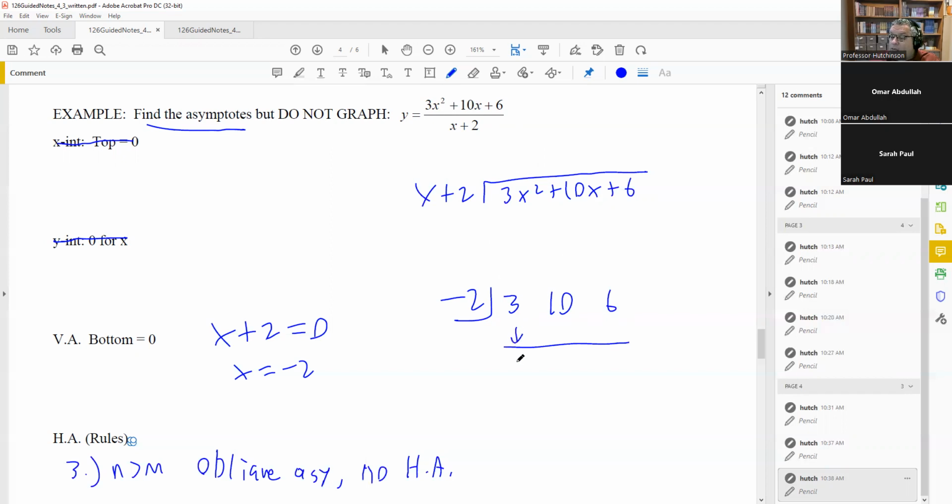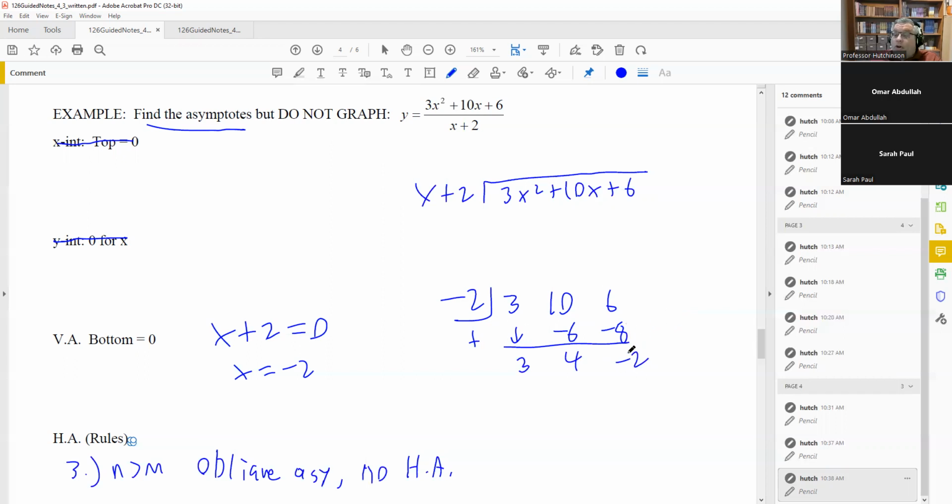I'm going to drop down the 3. I'm going to multiply these 2 together and put that in the next column. So I have -6 there. I'm adding that together and I get a 4. 4 times -2 is -8. Put that in the next column. Again, I'm adding when I do the synthetic division. And I get -8 plus 6 is -2.